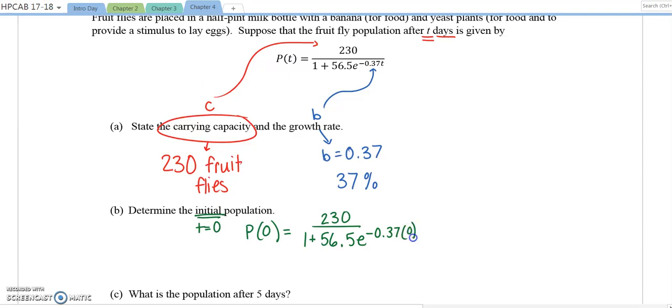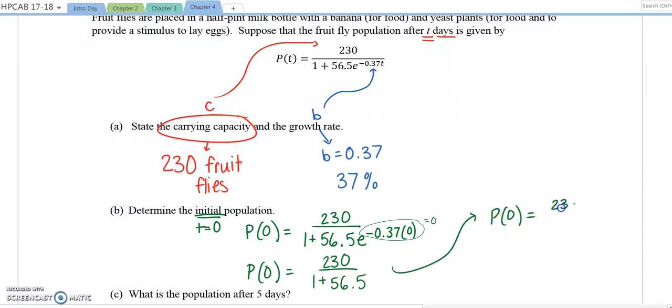No biggie. The nice thing that happens is that entire exponent turns into 0, and e to the 0 turns into 1. So what we have is 230 divided by 1 plus 56.5 times 1, which is just 56.5. So you would end up with 230 divided by 57.5, which you can throw in your calculator. That's going to give you 4. So our initial population, we started with just 4 fruit flies.